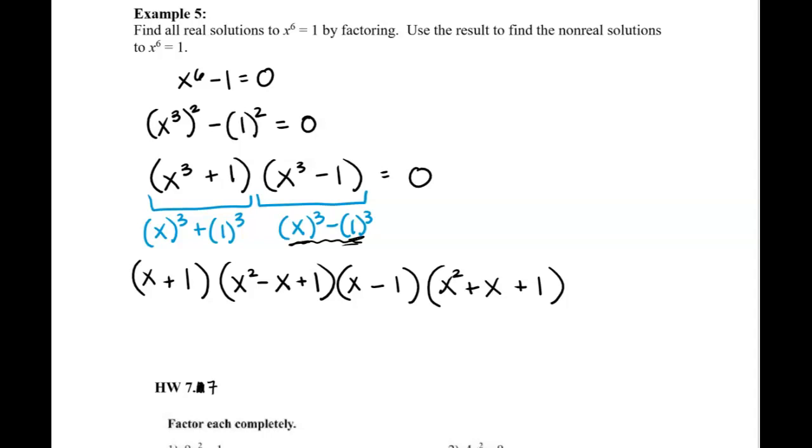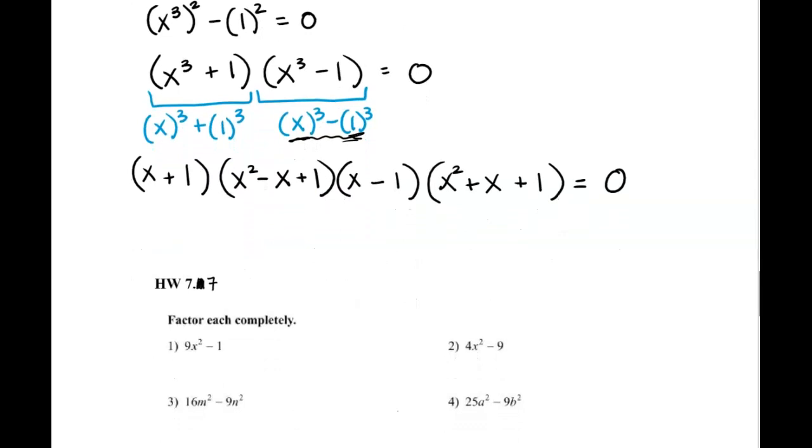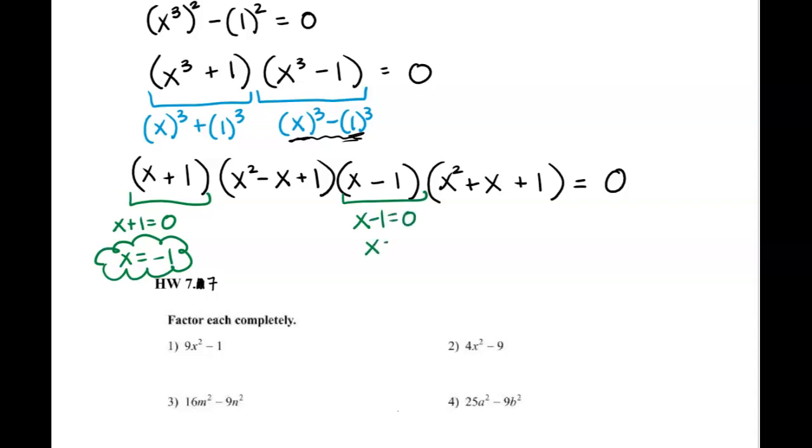So now, basically, we can find all solutions, real and non-real. If we look at x plus 1, if we set x plus 1 equal to 0, we get x equals negative 1. So there's a real solution. If we set x minus 1 equal to 0, we get x equals 1. So that's a real solution.